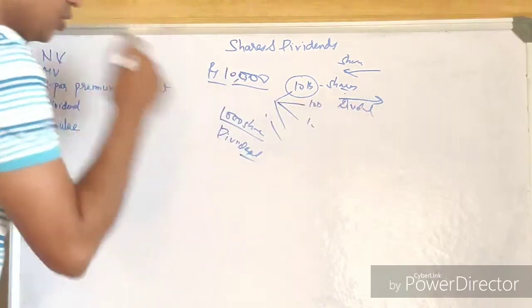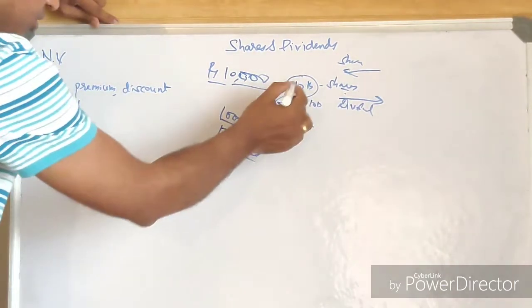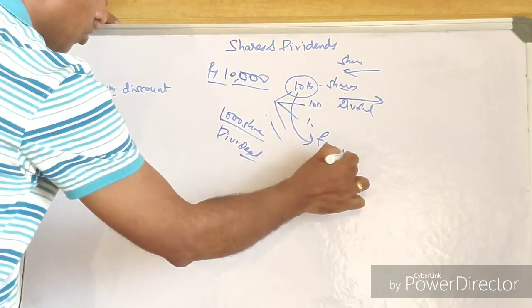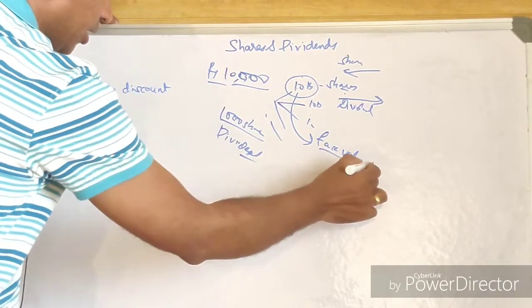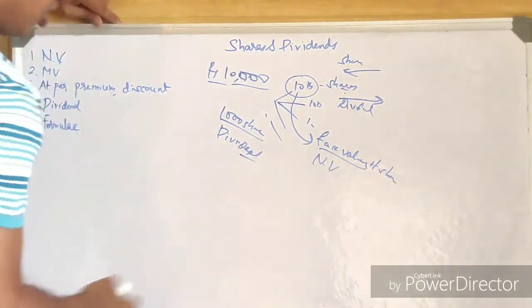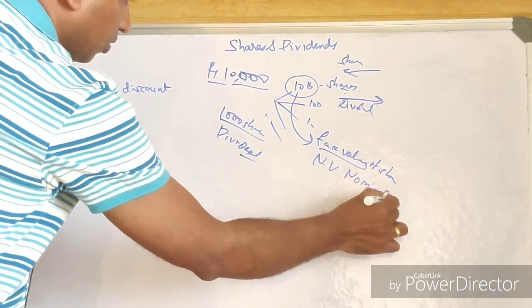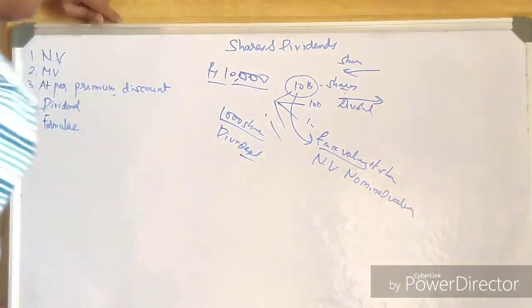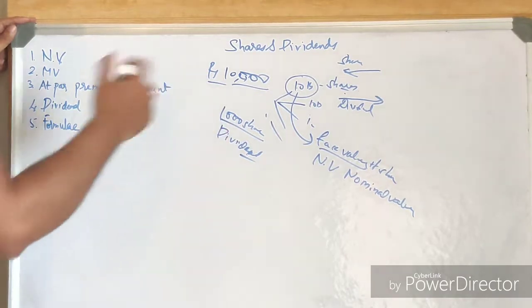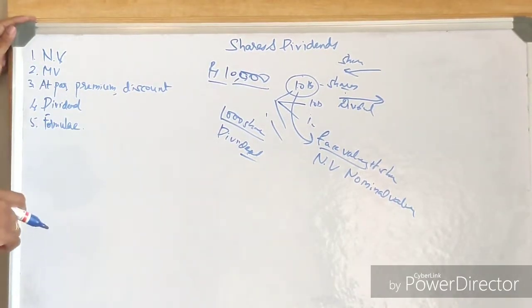I hope it makes sense to you. Suppose this is 10 rupees, so 10 rupees becomes the face value of the share. This is also called the nominal value (NV) of the share, or the printed value, or fixed value, whatever you want to say. The meaning turns out to be the same. That is called the face value.